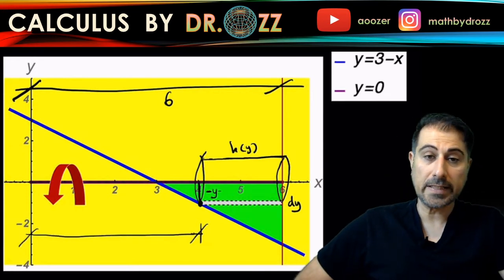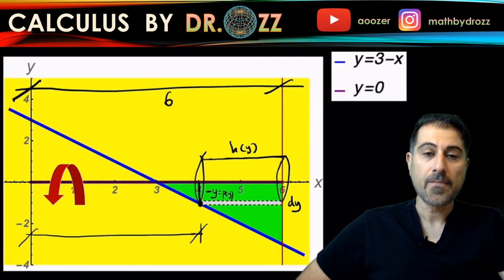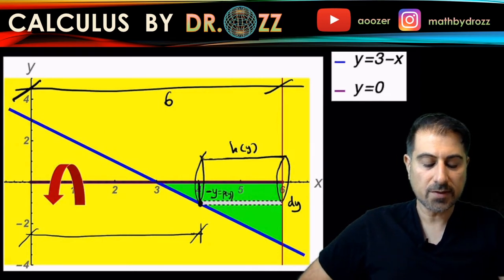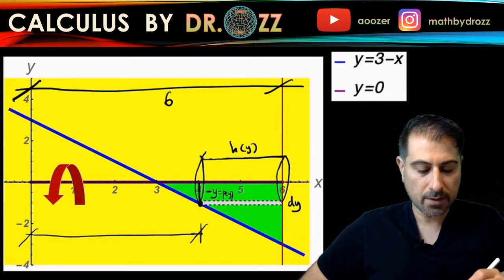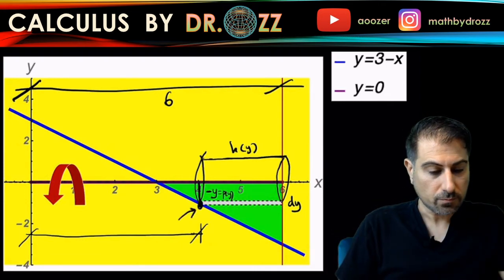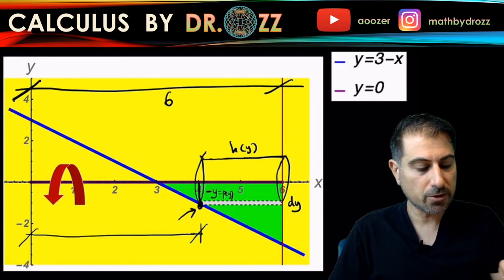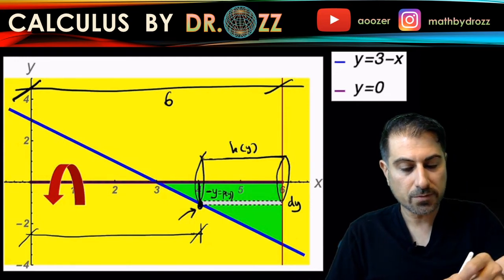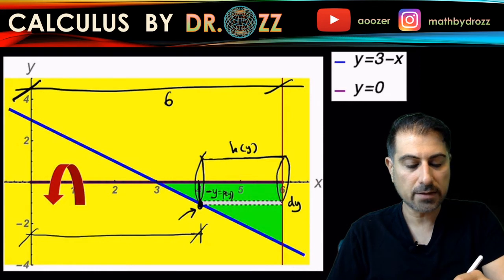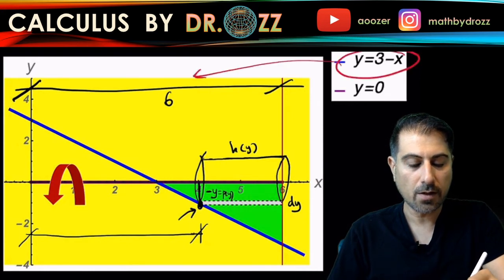And I only need h of y, okay? All right, so this distance is, in fact, the x-coordinate of this point right here. So let's try to come up with the x formulation of the line. There we go. In other words, this is going to be x equals 3 minus y.